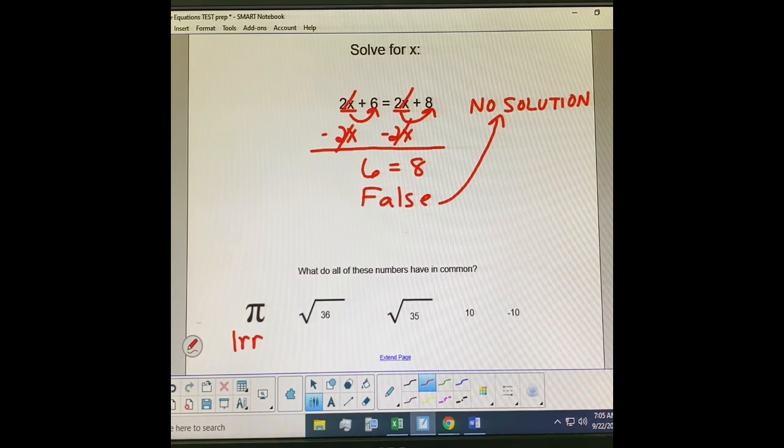We have a whole bunch of numbers down here. Some of them are rational and some of them are irrational, which leads me to believe they have nothing in common, except they're all real.